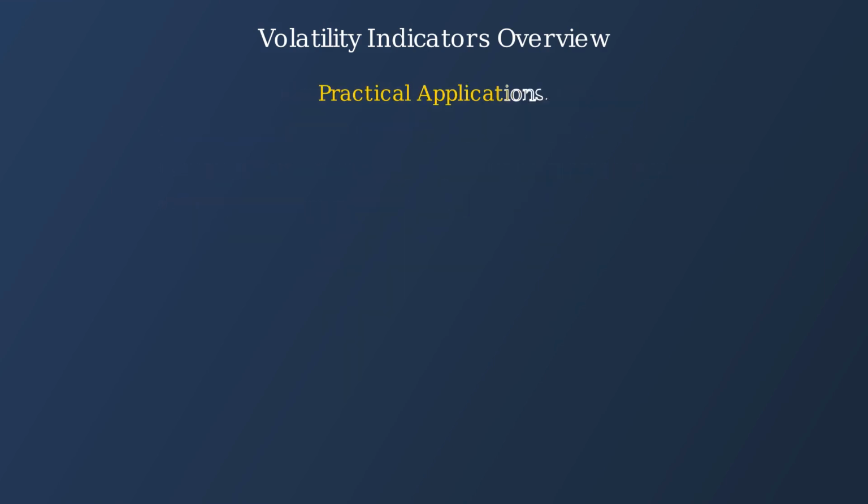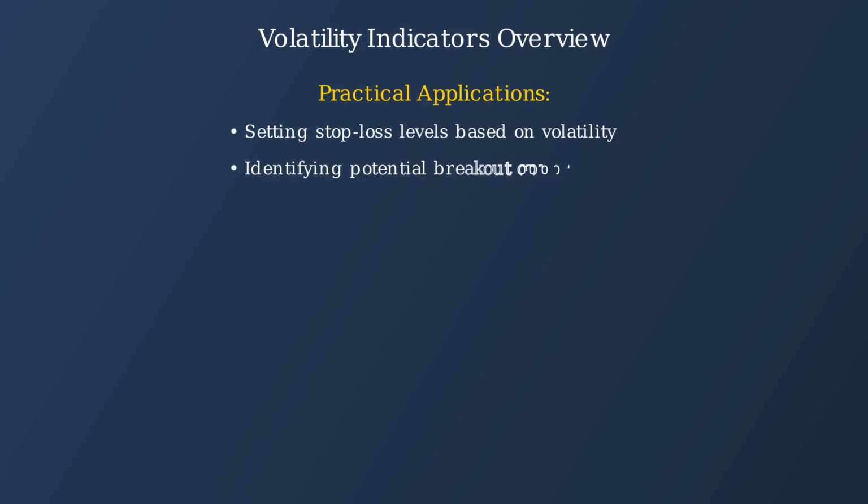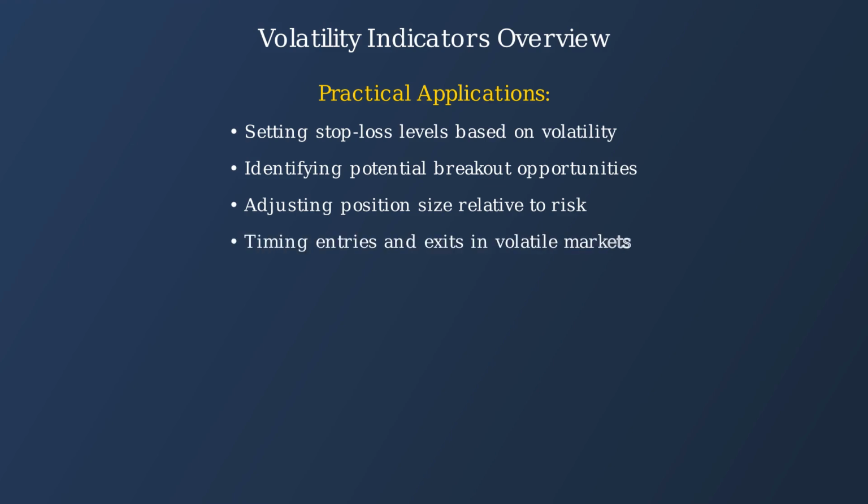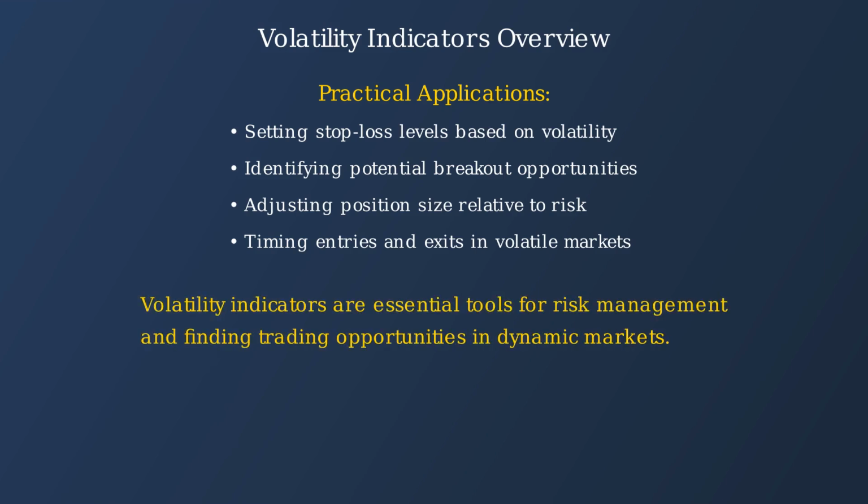Traders can use volatility indicators in several practical ways to improve their trading. First, they help set appropriate stop-loss levels based on current market volatility. They can also help identify potential breakout opportunities when volatility changes significantly. Traders can adjust their position size relative to risk, taking smaller positions in highly volatile markets. Finally, they help with timing entries and exits, especially in rapidly changing market conditions. In summary, volatility indicators are essential tools for risk management and finding trading opportunities in dynamic markets.